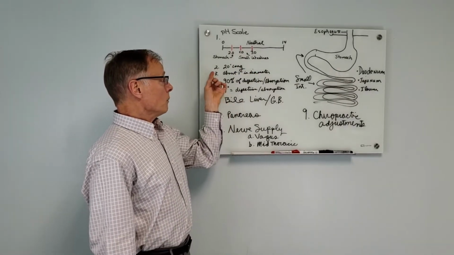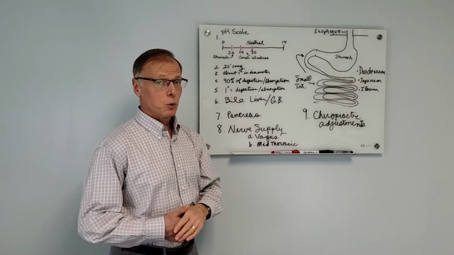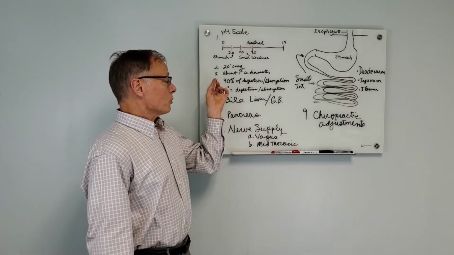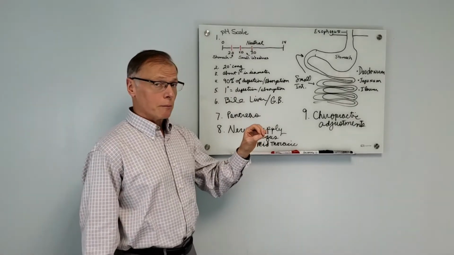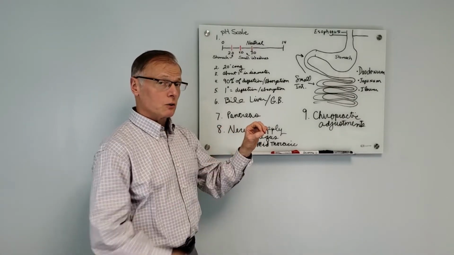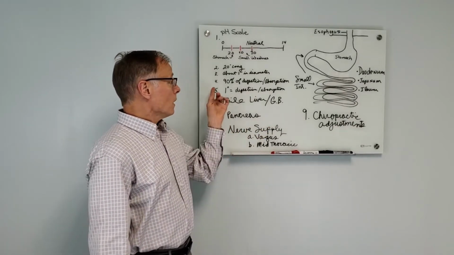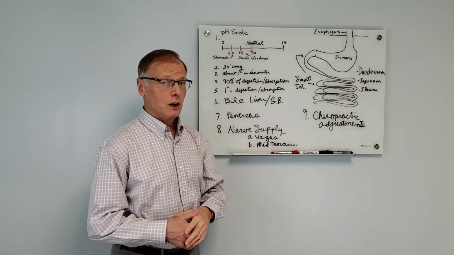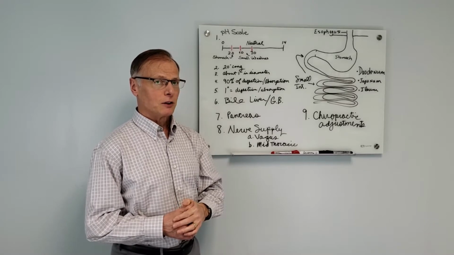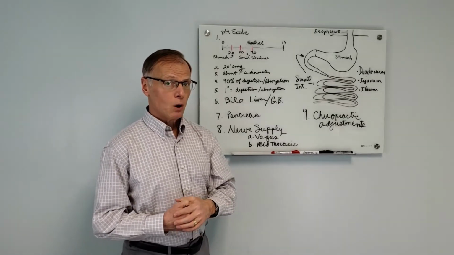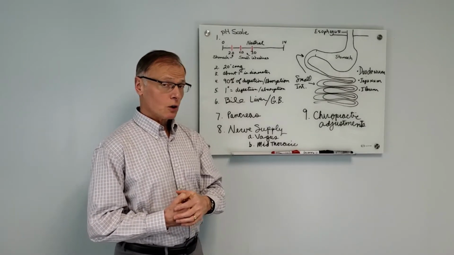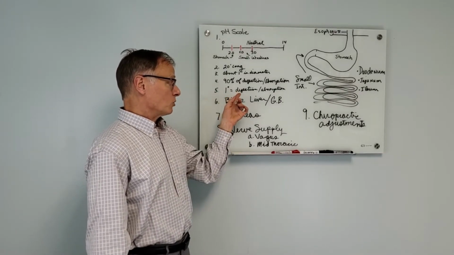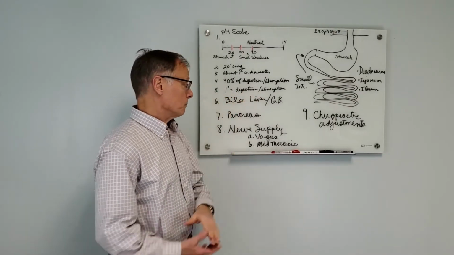So point number 2, the small intestine is about 20 feet long. That's very long. Number 3, it is about 1 inch in diameter, so the cross section of it is about 1 inch. Number 4, 90% of digestion and absorption occurs in the small intestine. So most of the digestion and absorption occurs there. In point number 5, its primary function is digestion and absorption.